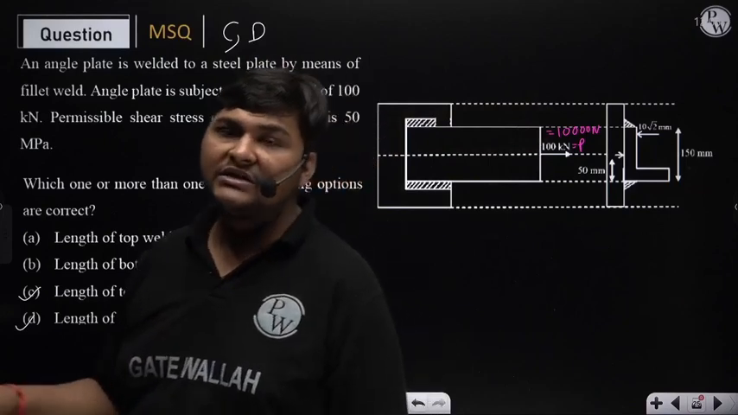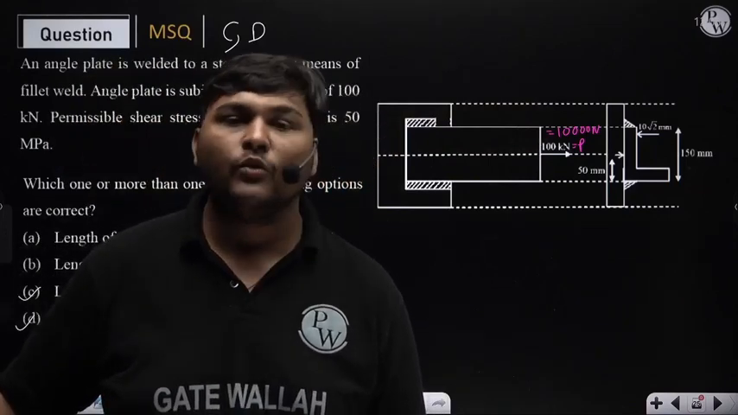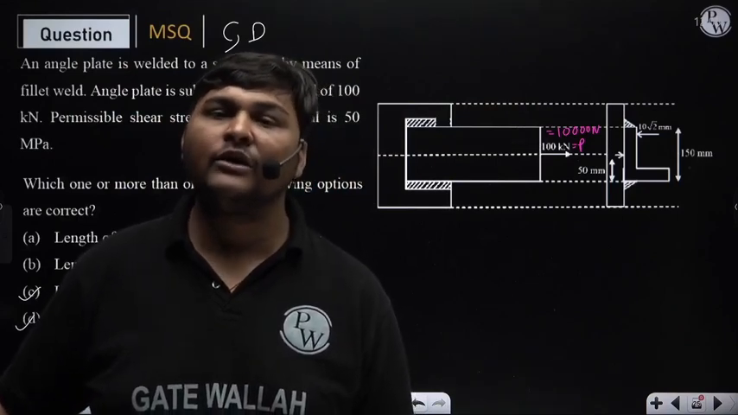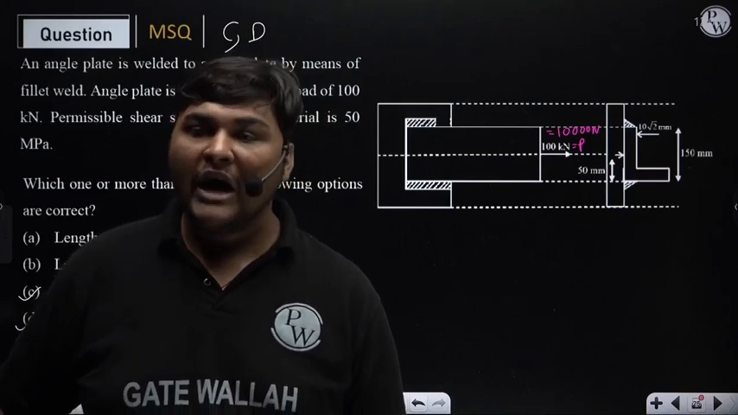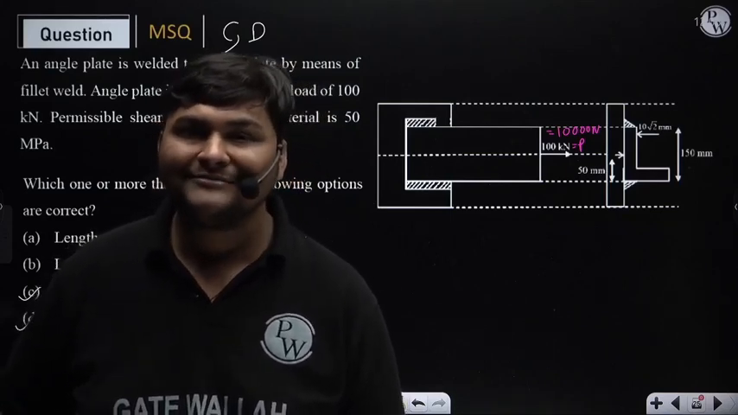So we have discussed the analysis of parallel fillet weld. In that case, we have discussed two cases. One, symmetrically loaded parallel fillet weld, and second one is unsymmetrically loaded parallel fillet weld. Now we will discuss the analysis of transverse fillet weld.